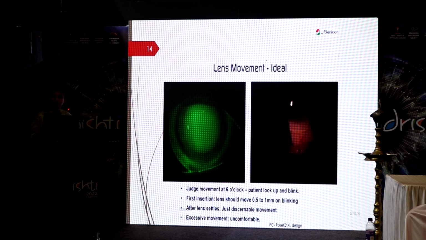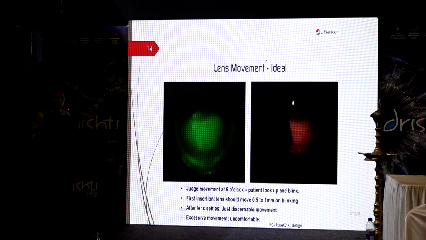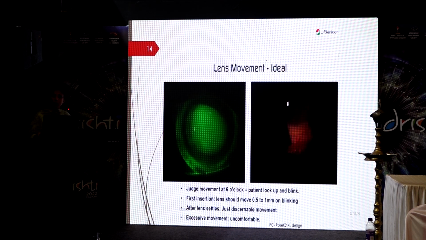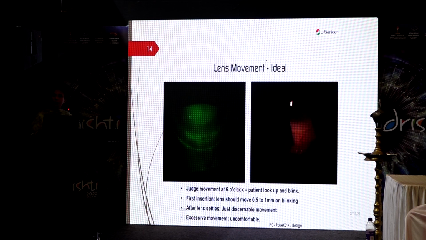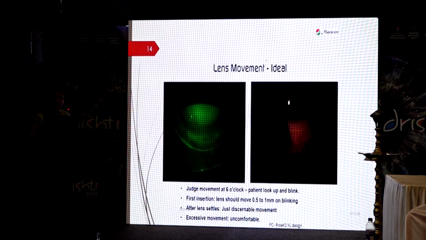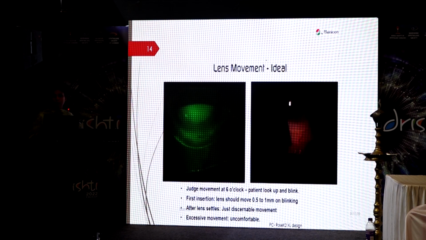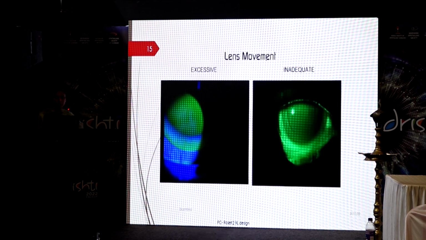So you need to judge the movement at the 6 o'clock meridian, especially as you see in the slide on the right, where the patient is asked to look up and blink. On first insertion, the movement will be more, but as the lens settles down with time, 0.5 to 1 mm becomes too much. So the movement should be just discernible. And excessive movement becomes very uncomfortable for the patient, and there could be differences in vision also.